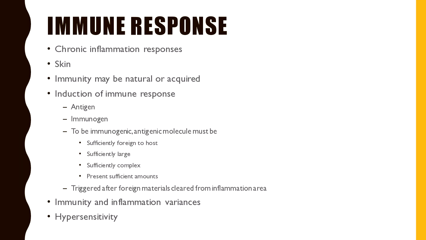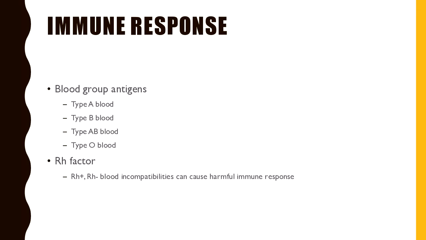So acquired immunity is when you have an exposure, and this can be an exposure through a vaccine. An immunogen is an antigen that causes the formation of antibodies. And it's a way that you can remember that.